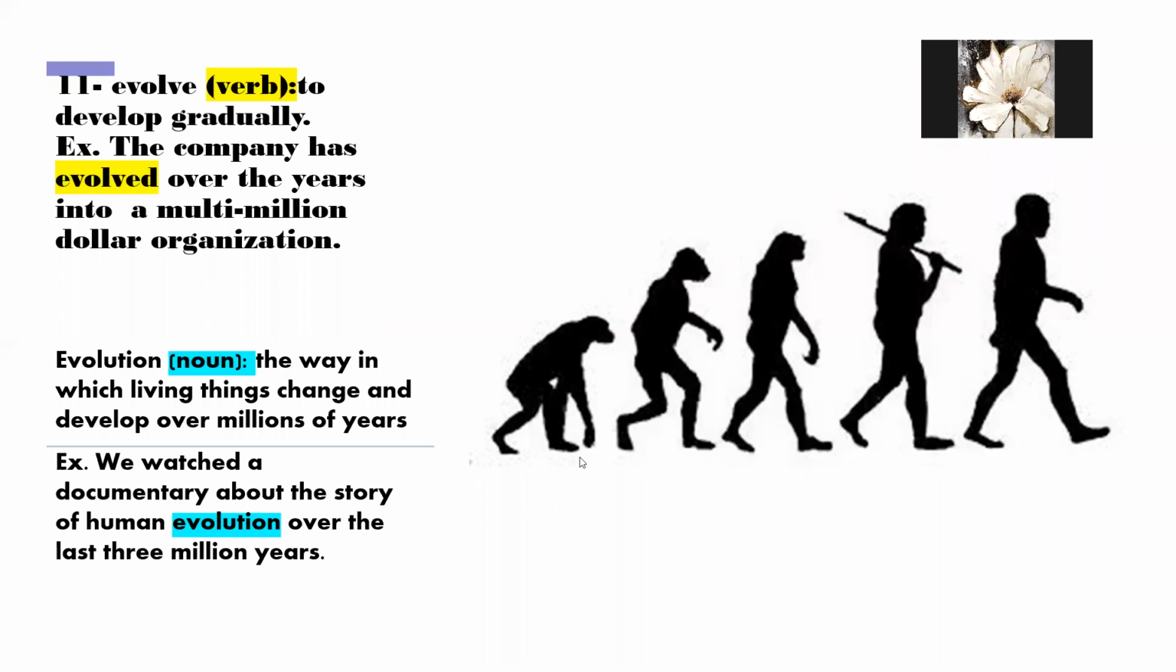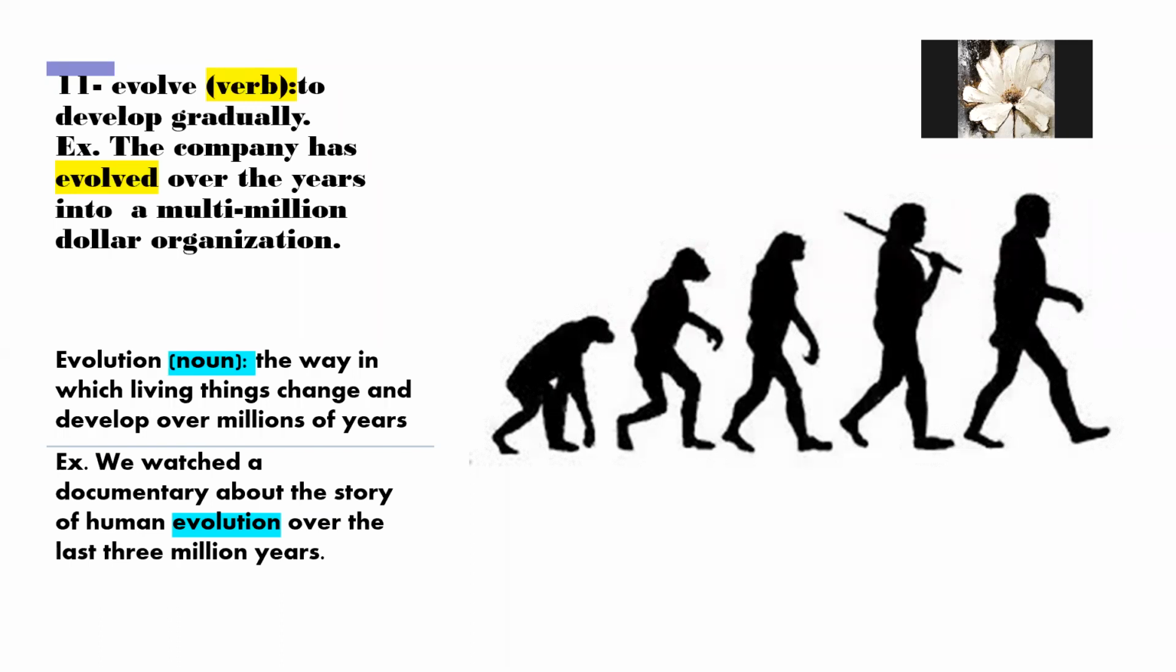So here, evolve means to develop gradually, means to become better and better, and it's growing. Evolve is the verb. And what's the noun of evolve? The noun is evolution. So evolution is the noun of the verb evolve. Evolution means the way in which living things change and develop over millions of years.